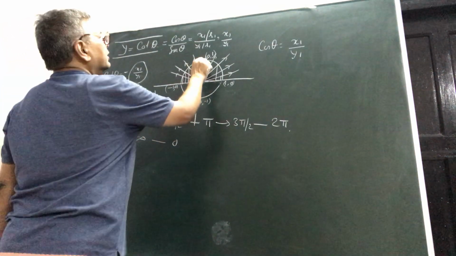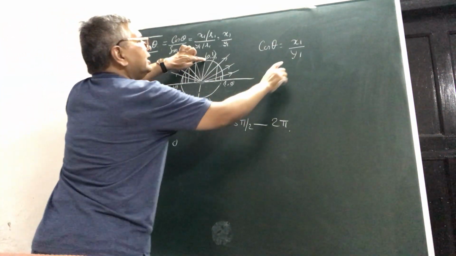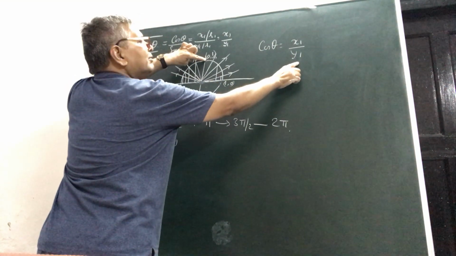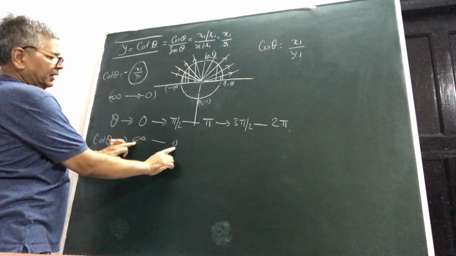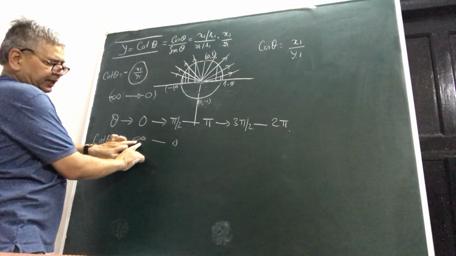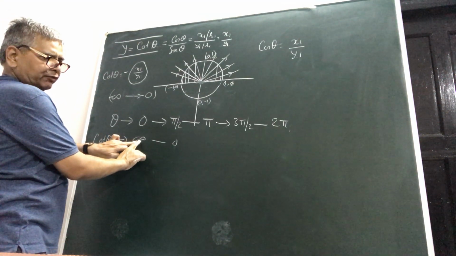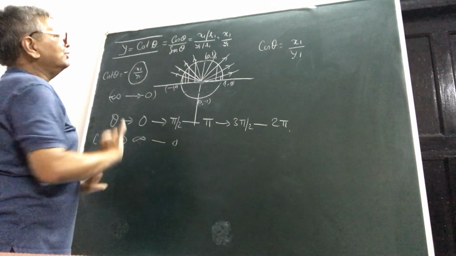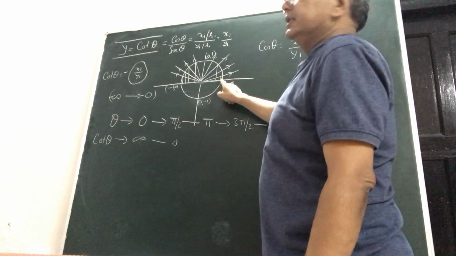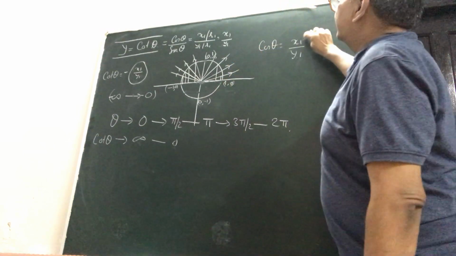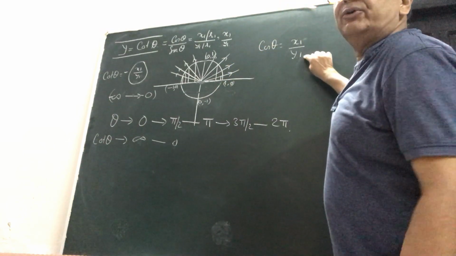At pi by 2, x1 will be 0 and y1 will be 1. So 0 upon 1 is 0. So the values will keep on decreasing, and decrease from where to where? From infinity to 0. And this thing you can see how. Because x1 initially is 1, y1 is 0. So 1 upon 0, infinity.